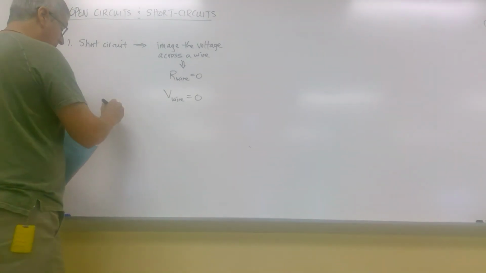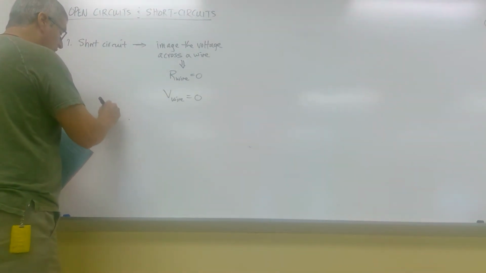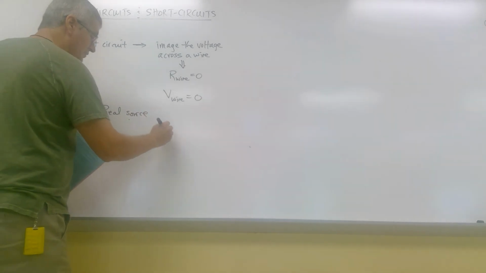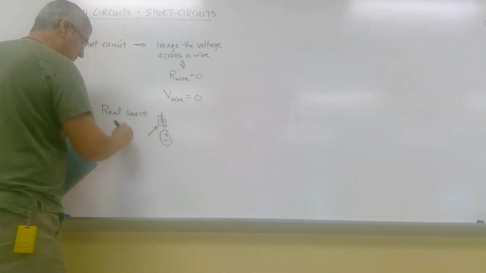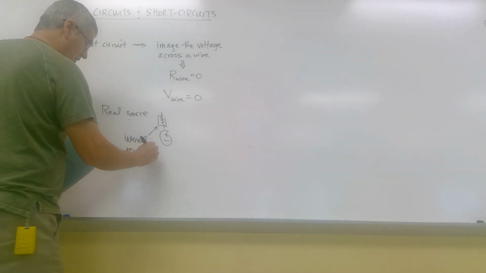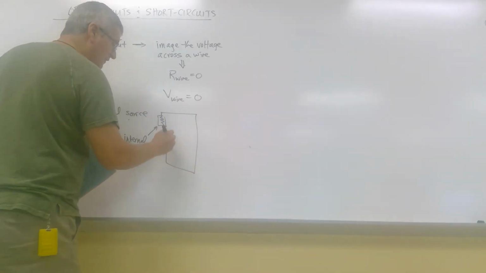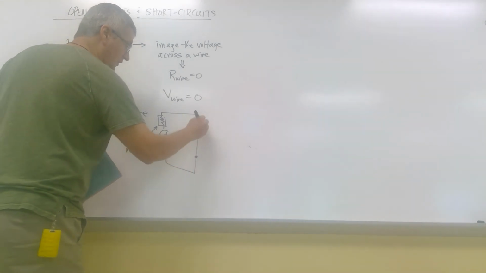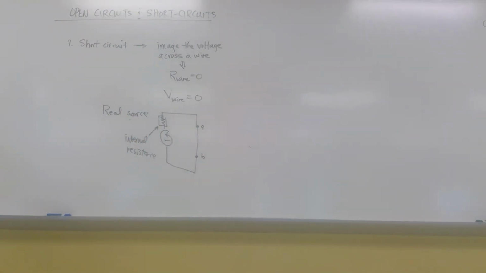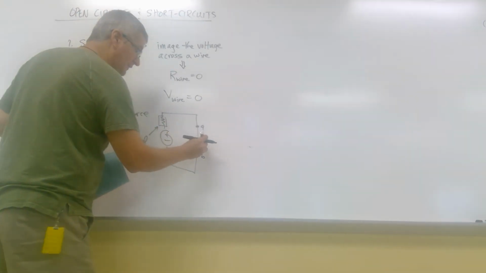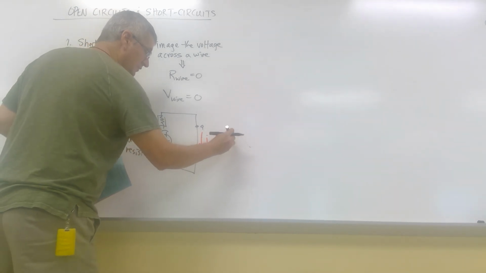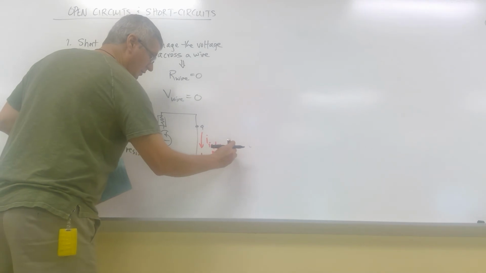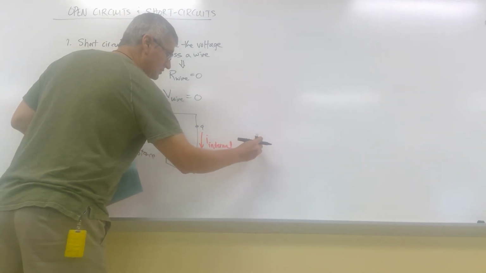So if I have a real battery, a real source, you could imagine that I have some internal resistance here. And if I put a short across AB, that current has to be the current through what? Through the internal resistance. And this is what we call the short circuit current.